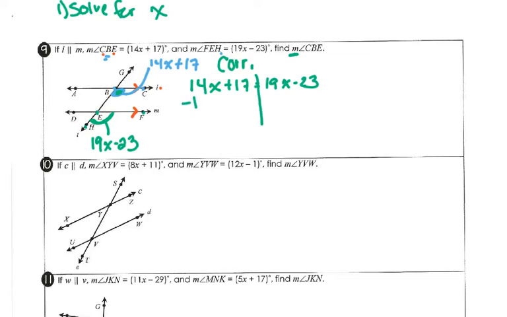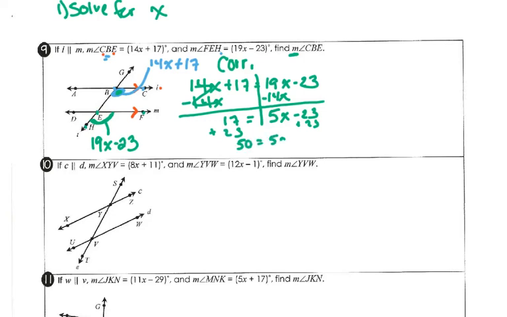Now, I like to keep my variable positive, so I'm going to first subtract over 14x. If you want to subtract over the 19x, fine. It doesn't matter. So I have positive 17 is equal to 5x minus 23. Adding 23 then, I get 40 equals 5x. Dividing by 5, you get x equals 10.